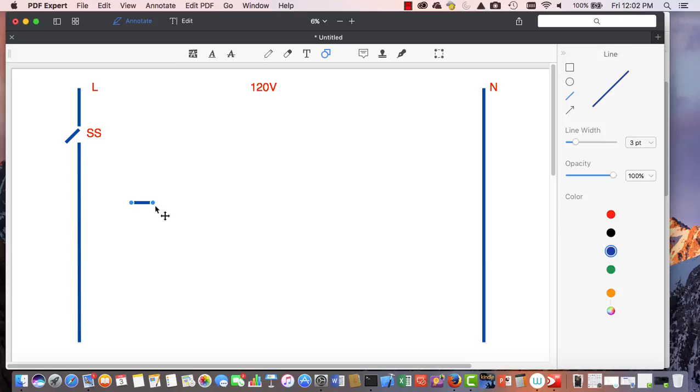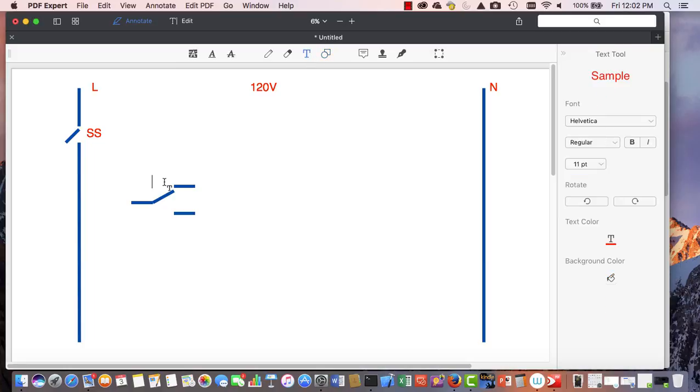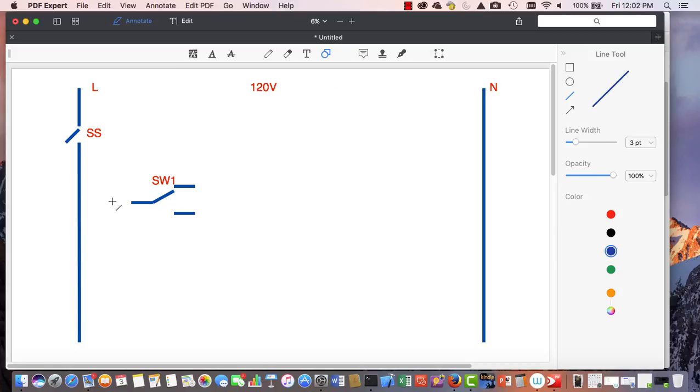And I'm going to come in and draw my switch in first. So I have 1 pole or 1 throw. Now I have the other throw. I can label this as SW1. Now, before I forget, let's go ahead and give that switch some power. Let's connect that switch.